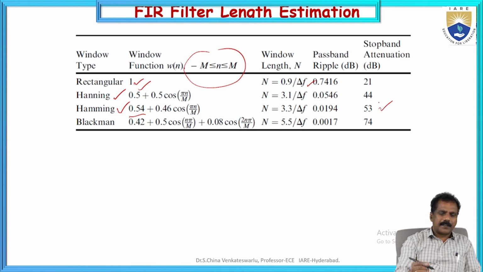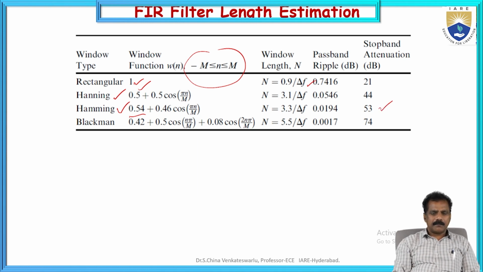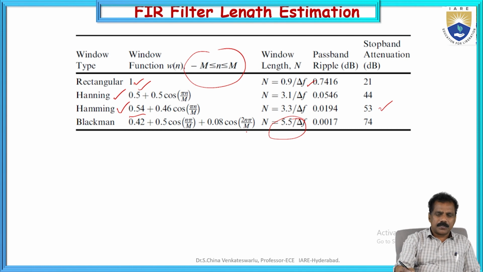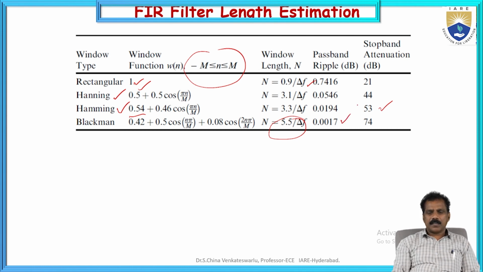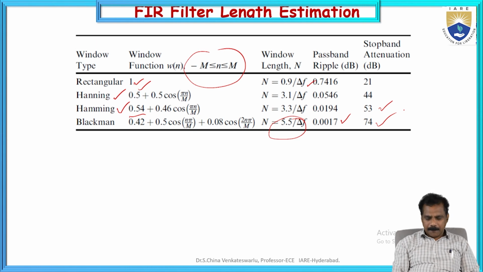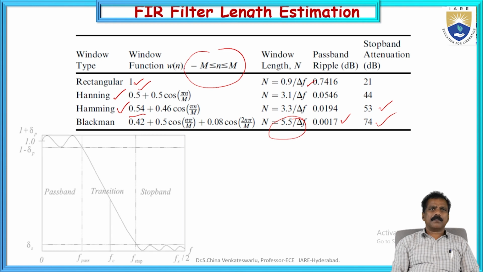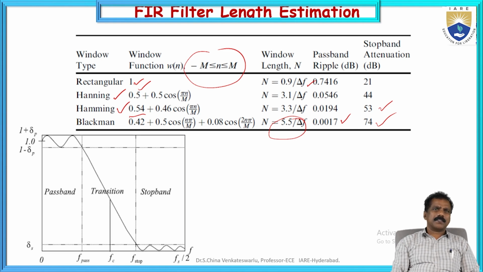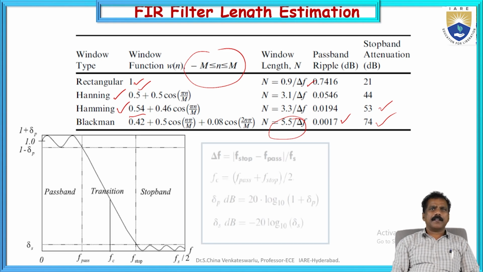Similar development, where the window length is 5.5/ΔF. The passband ripple is 0.0017 and the stopband attenuation is 74 decibels. Like this, the finite impulse response digital filter length estimation is measured tentatively, to observe the passband, transition band and stop band.